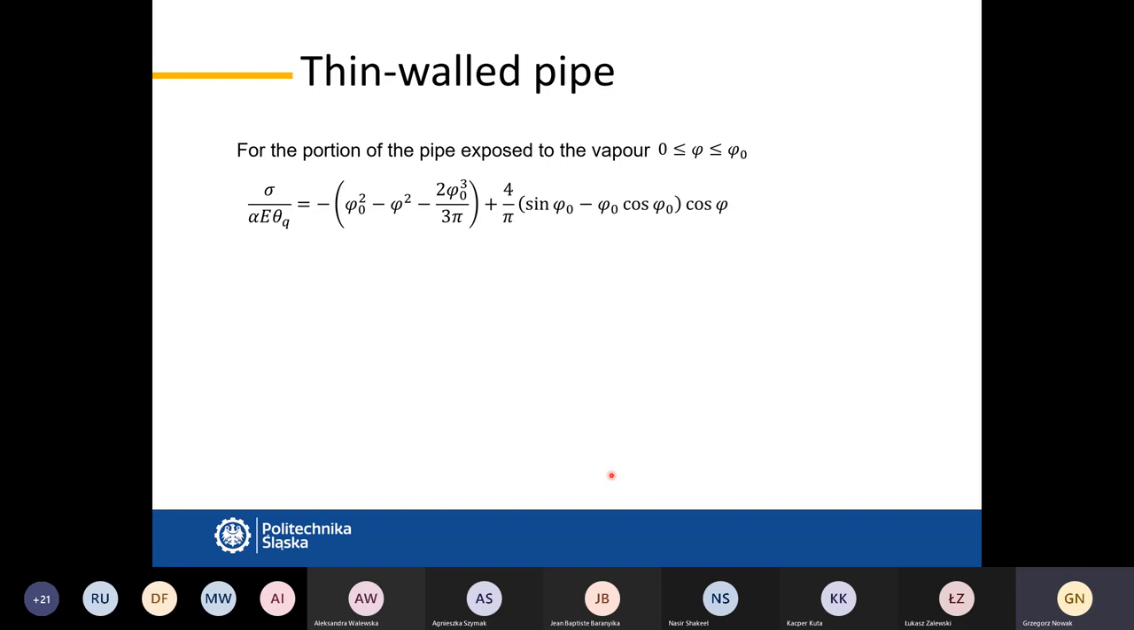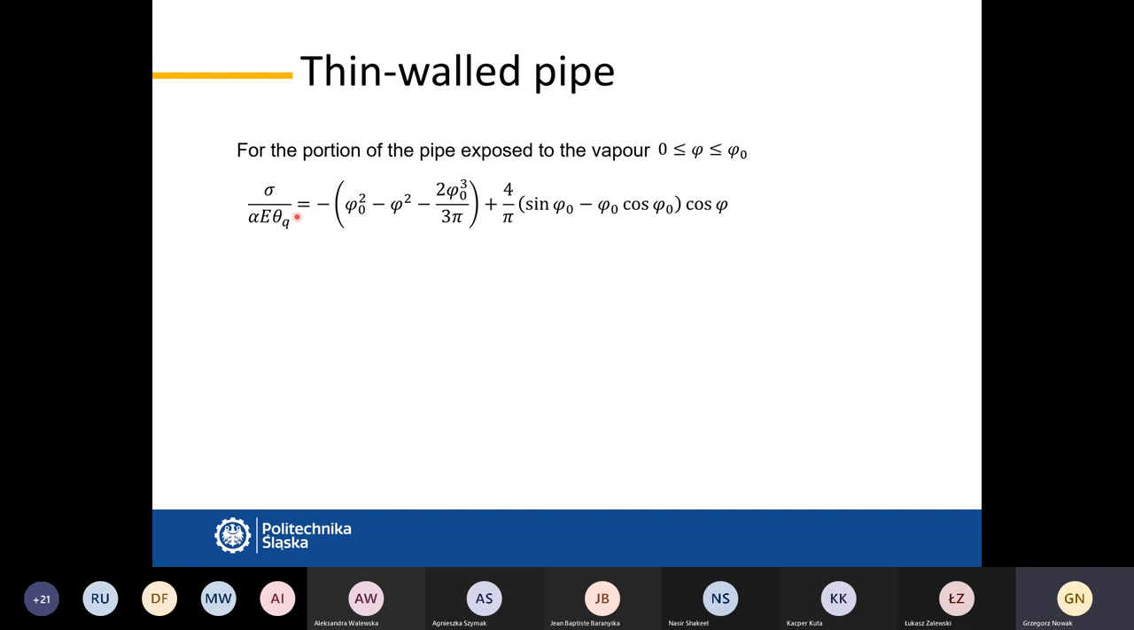So the stress distribution in the upper part of the pipe, so the vapor part, let's call it like this, and in a moment the lower part. So this is shown. In general, sigma would be this entire right-hand side factor, so all these factors times alpha E delta T. We can divide it. So this is, as you may see, it has a unit of stress as well.